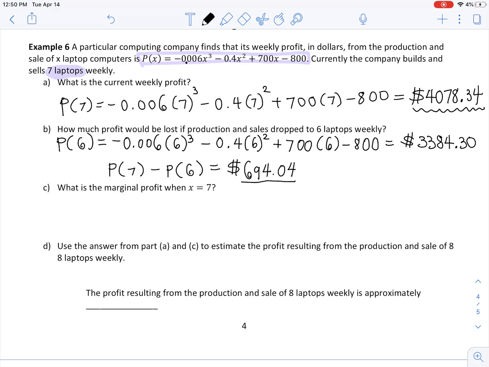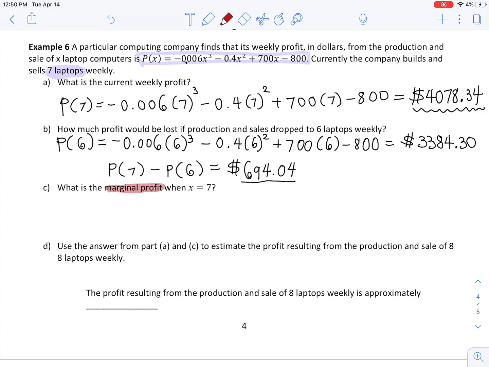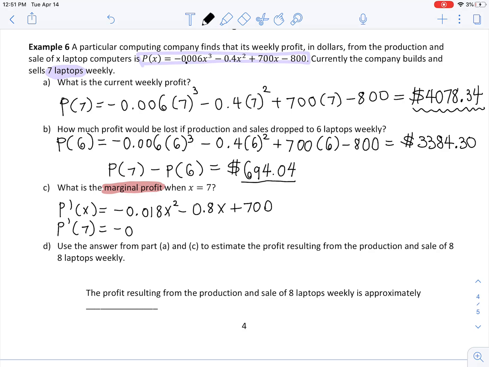Alrighty, what is the marginal profit if X is 7? Notice they're asking you for the marginal profit. What do you have to find then? You have to find the derivative of the profit function. So let's do that. P prime of X is equal to negative 0.018x squared minus 0.8x plus 700. Okay? Plug in 7 in there. Negative 0.018 times 7 squared minus 0.8 times 7 plus 700.